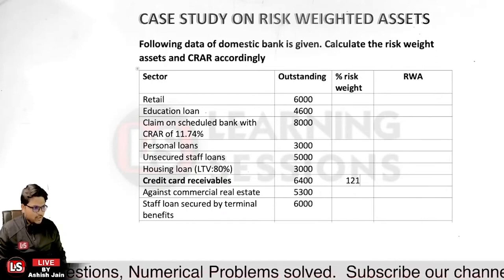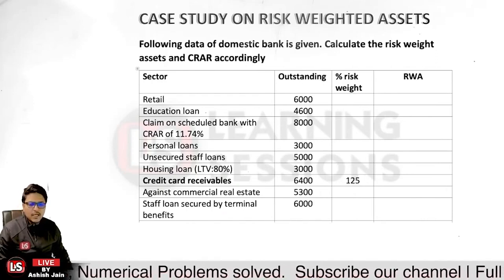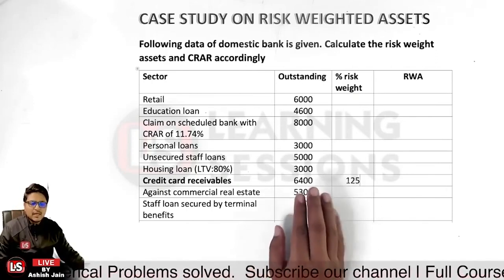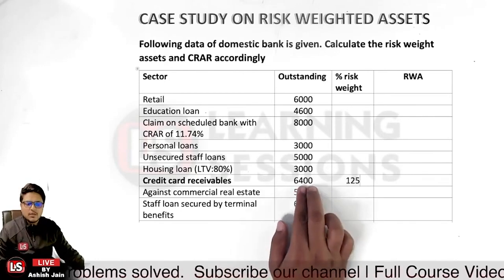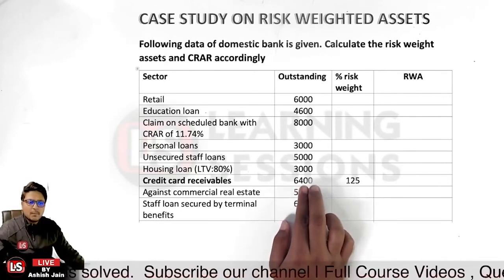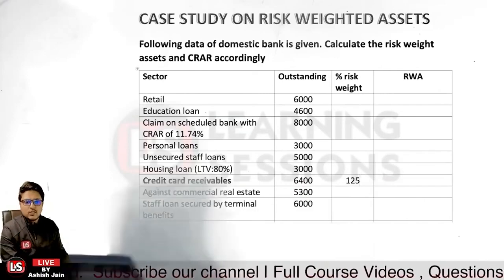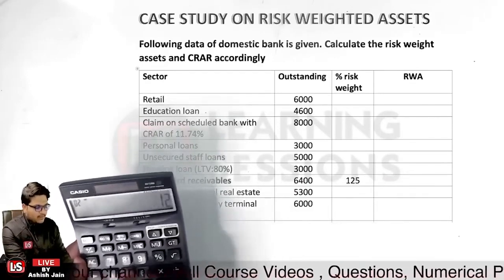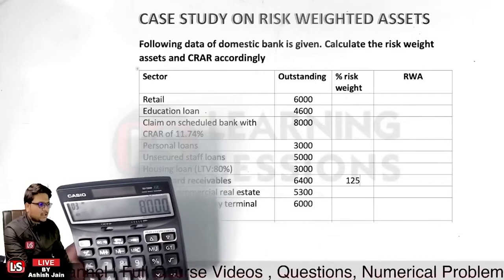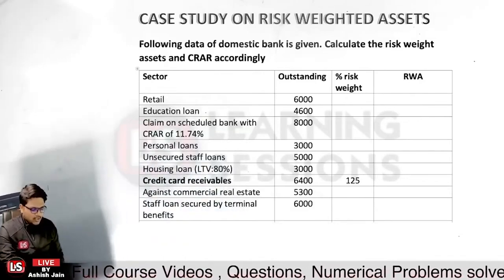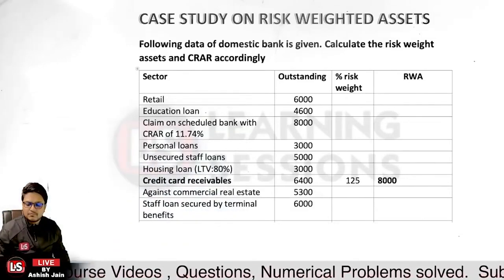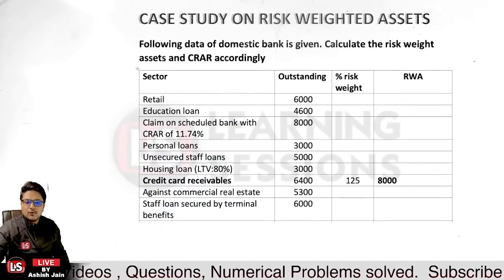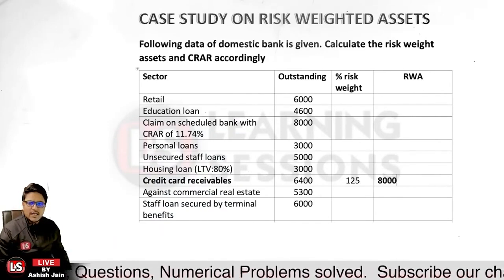Okay, so it is 125%. What does it indicate? We have outstanding balances amounting to rupees 6,400, but the risk weightage associated with the credit cards will be equal to 6,400 into 125%, that is equal to 8,000. Is that clear?